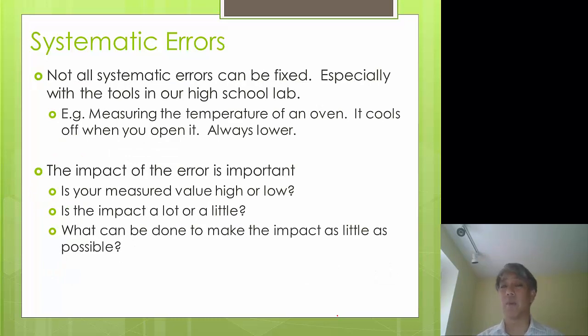Okay, not all systematic errors can be fixed, even in the most high-tech of labs. With the tools that we have in our high school lab, yeah, we're going to have a lot of systematic errors. That's okay. It's a high school lab after all. But what's important to do is to recognize the presence of those things and the impact of that error. Is my measured value going to always be high, or is it always going to be low? Is the impact a lot, like I'm way off, or is it a little? Okay, what can I do to make the impact as little as possible? And because of that error, is my result always going to be high or always going to be low? That's what we need to focus on when it comes to the systematic errors.